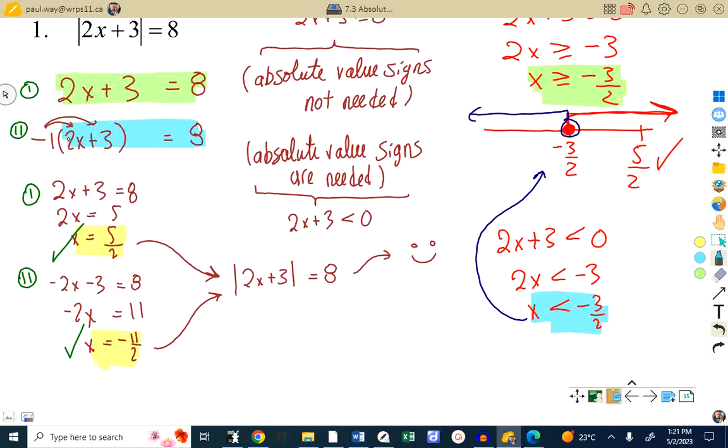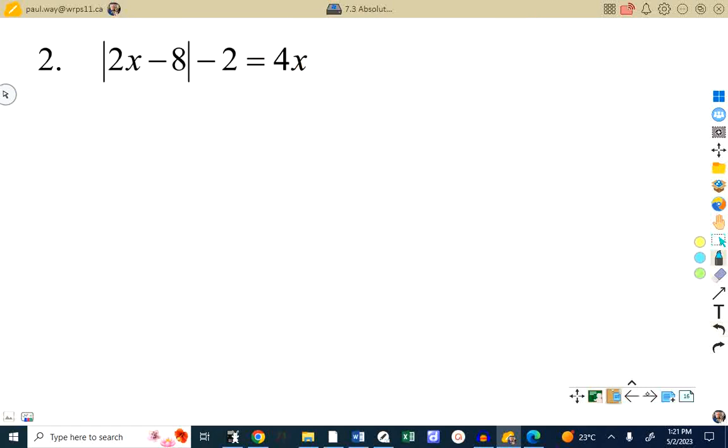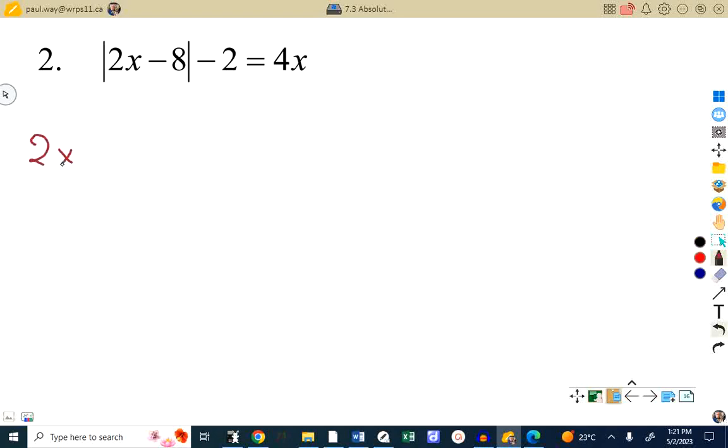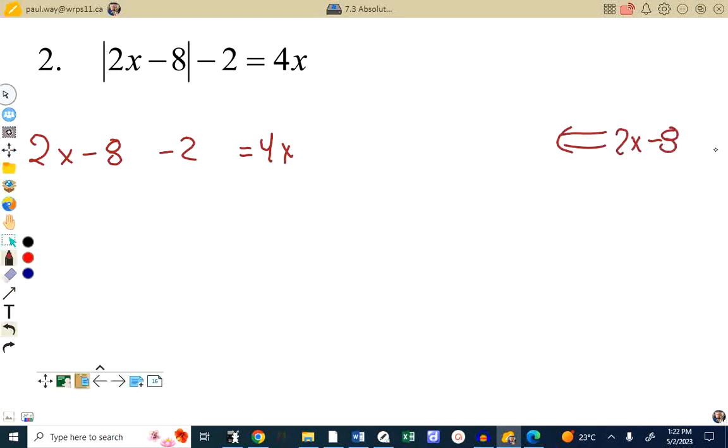All right, let's move on. Let's try another one. So this one we're going to do properly. We're not just going to break it into 2 equations. We're going to find those subdomains first. One of our equations, though, I mean, we are going to break it into 2 equations, will be 2x minus 8 minus 2 equals 4x. And this will be where 2x minus 8 is greater than or equal to 0. Right? Leave some space there because that's not what we write.